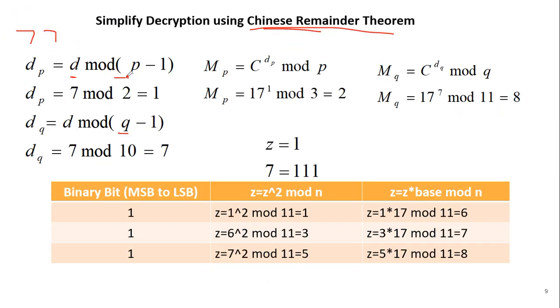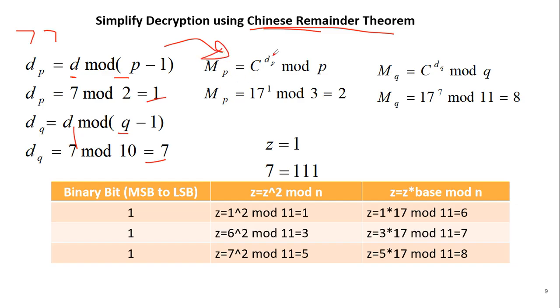Now d is 7 and p is 3. 3 minus 1 is 2. So 7 mod 2, the remainder will come, so dp is 1. Now dq is equal to d mod (q minus 1). D is 7 and q is 11. 11 minus 1 is 10. So 7 mod 10 is 7. So here we are reducing this problem by using the Chinese remainder theorem.